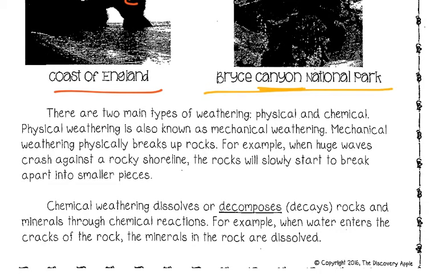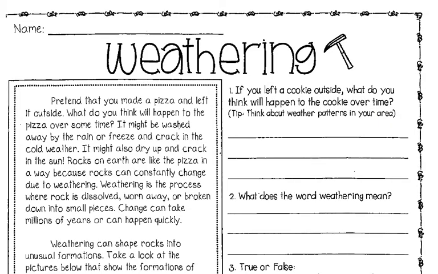There are 2 main types of weathering, physical and chemical. Physical weathering is also known as mechanical weathering. Mechanical weathering physically breaks up rocks. For example, when huge waves crash against the rocky shoreline, the rocks will slowly start to break apart into smaller pieces. Chemical weathering dissolves or decomposes or decays rocks and minerals through chemical reactions. For example, when water enters the cracks of the rocks, the minerals in the rocks are dissolved.